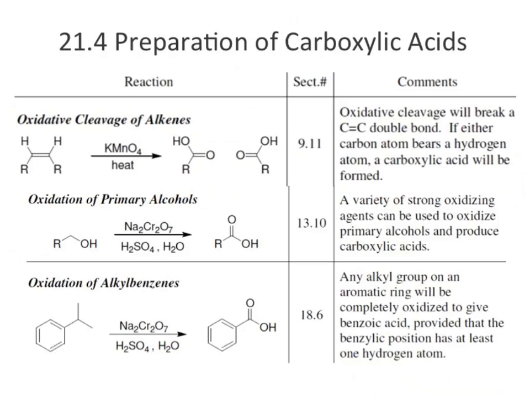Overall preparations of carboxylic acids. These were all things that you guys have seen before. You've got the permanganate with heat. So your permanganate's a good oxidizer. So you can end up cleaving an alkene and turning it into two acids. You can look at the oxidation of primary alcohols with a strong oxidizing agent like chromic acid.